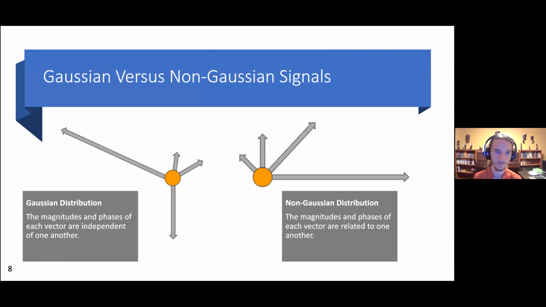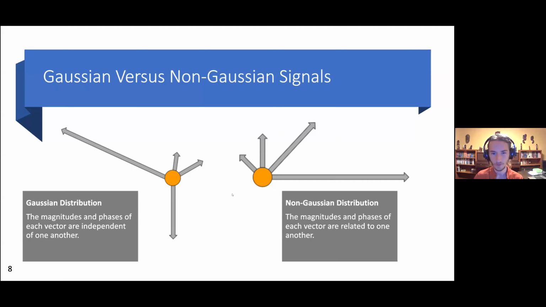So let's get into the reasoning behind why you can do foreground recovery. The reason is that the 21 centimeter signal is expected to be non-Gaussian. On the left, this is a very simple diagram of a Gaussian distribution of vectors, where the vectors have random magnitudes and random phases. In a non-Gaussian distribution, you have potentially random magnitudes, but there's some correlation between their phases. So here there's a very clear pattern with the magnitudes and the phases. On the left, there is no pattern.